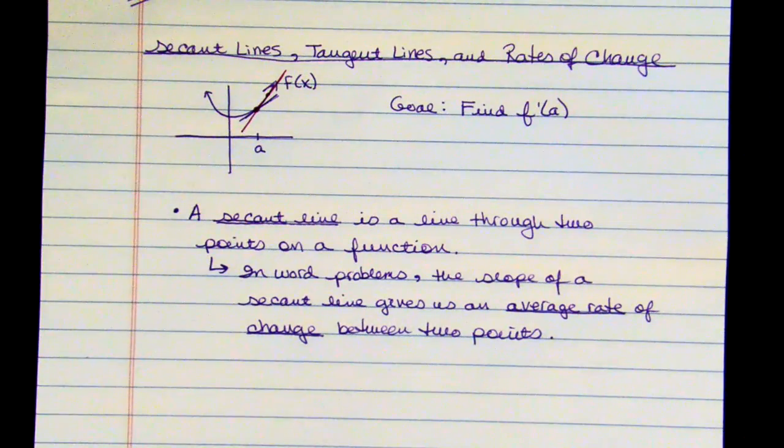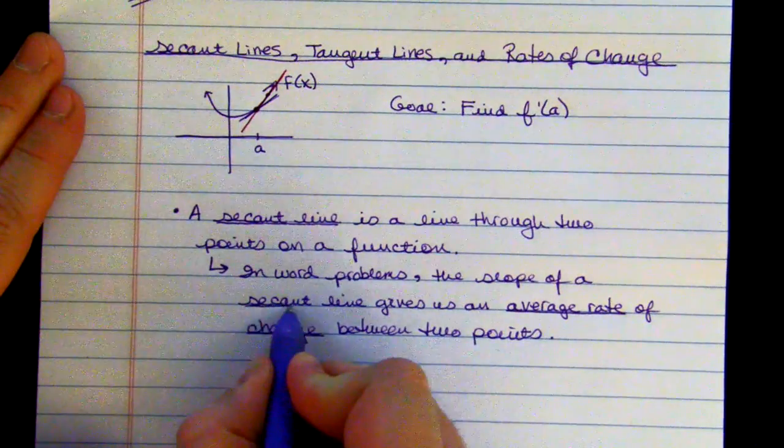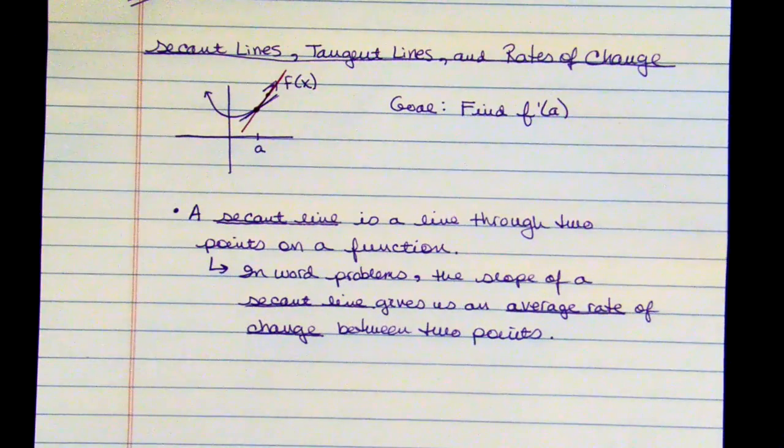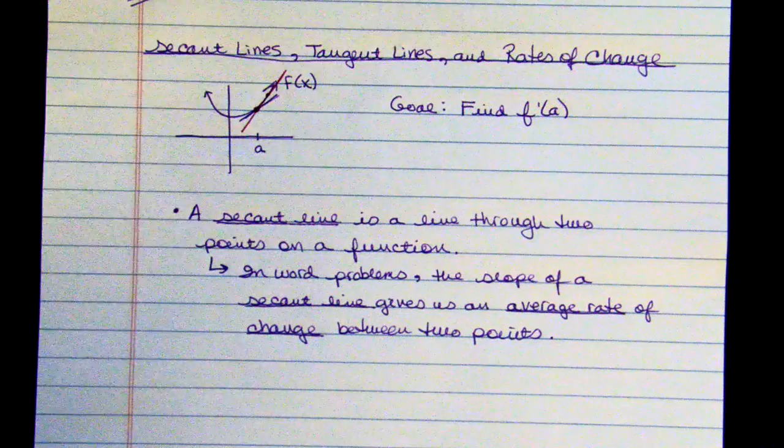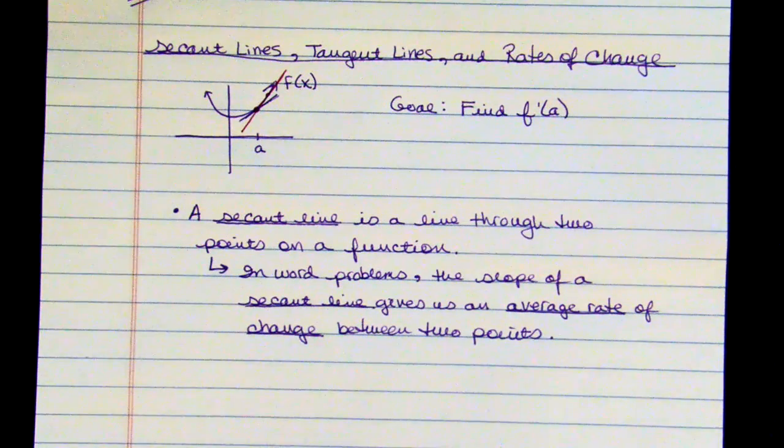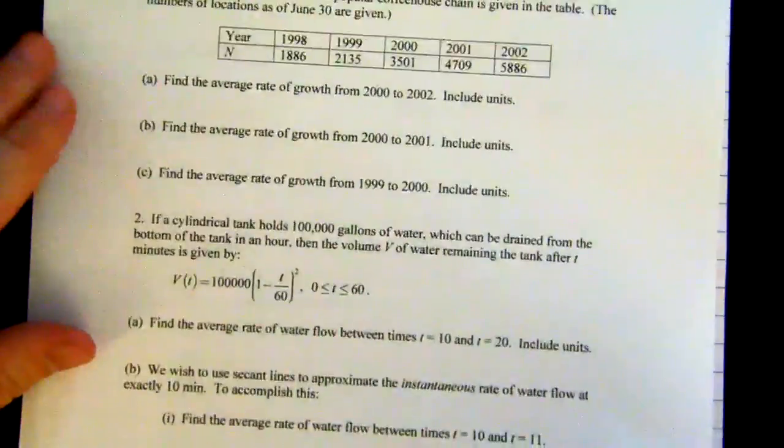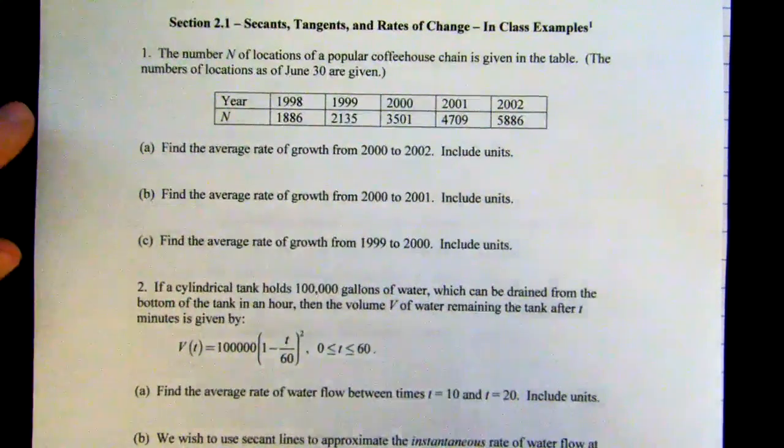In word problems, the slope of a secant line gives us an average rate of change between 2 points. And I think after you've copied that down, we're going to kind of pause from this part of the notes, and we're going to take a look at that worksheet titled Section 2.1, Secants, Tangents, and Rates of Change in Class Examples. If you need more time to copy, please push pause. But if you're set, I'd like to try to deal with some of these average rates of change.